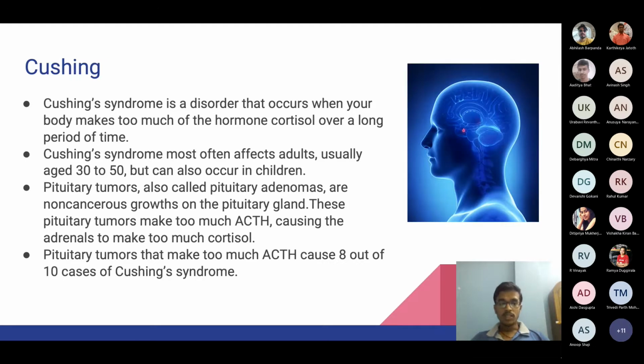Cushing syndrome is a disorder that occurs when your body makes too much of the hormone cortisol over a long period of time. Cushing syndrome most often affects adults, usually aged between 30 and 50. Pituitary tumors, also called pituitary adenomas, are non-cancerous growths on the pituitary gland. These pituitary tumors make too much ACTH, causing the adrenal glands to make too much cortisol. Pituitary tumors that make too much ACTH cause 8 out of 10 cases of Cushing syndrome.